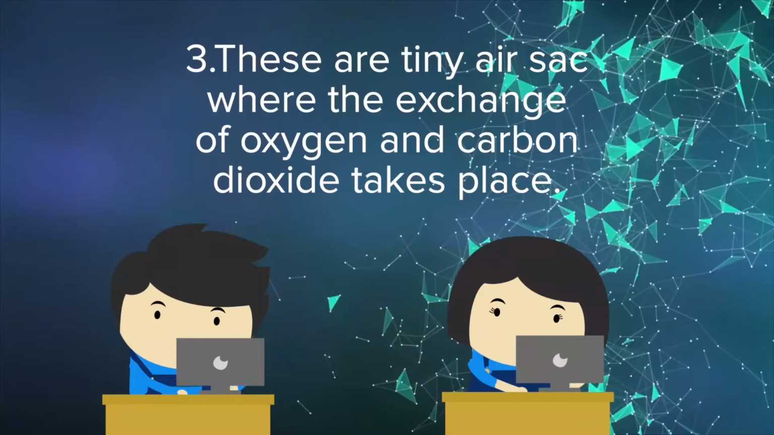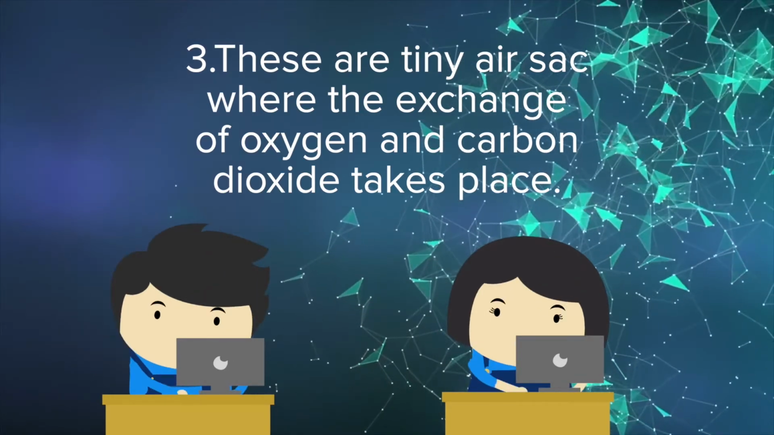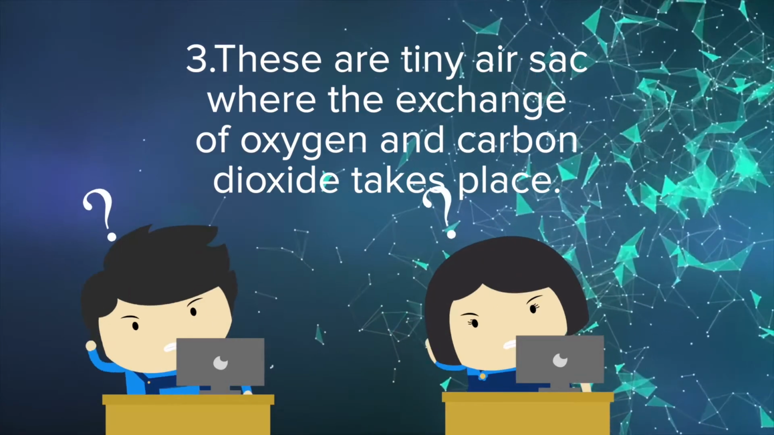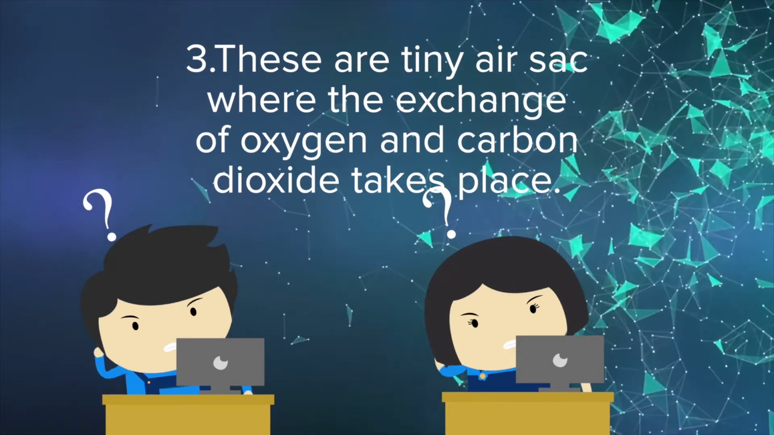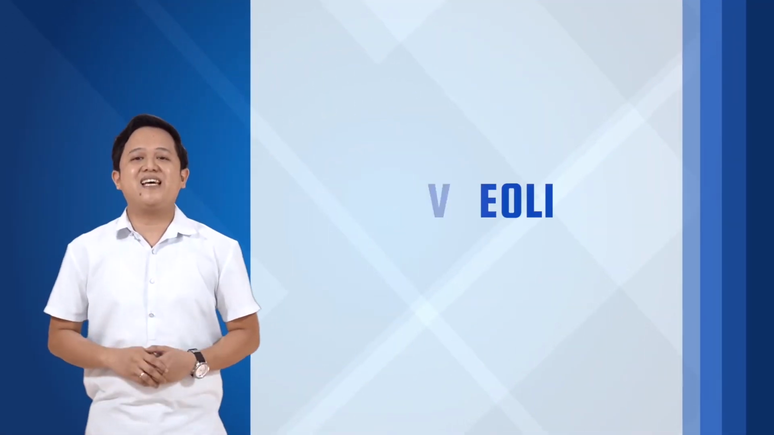The answer is exhalation. The last number: these are tiny air sacs where the exchange of oxygen and carbon dioxide takes place. 1, 2, and 3. What's your answer? Correct. The answer is alveoli. Alright, give me a heart react if you answered the 3 questions correctly. And give me a thumbs down if you have an incorrect answer.